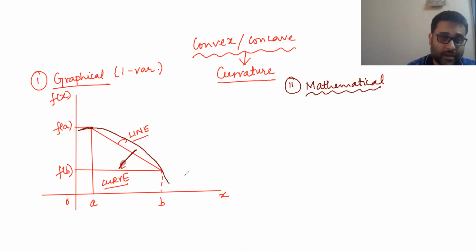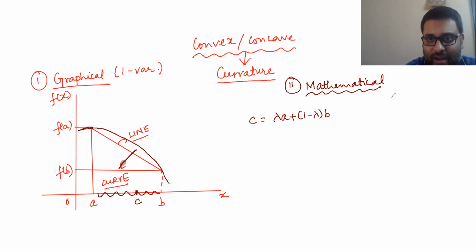Mathematical approach. Now, all the points between A and B on this line X can be said to be the weighted average of A and B. So supposing I have a point C here, C can be written as lambda A plus 1 minus lambda B, where lambda is a number between 0 and 1. That is, C is a weighted average of A and B.